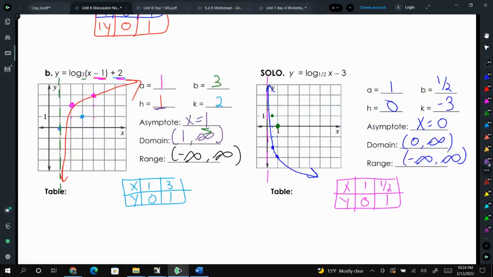So that's why I was saying this a, h, and k stuff is always going to be with us, and they always do the exact same thing in all of these. So the sooner that you understand how a, h, and k go together, the easier all this graphing will become.